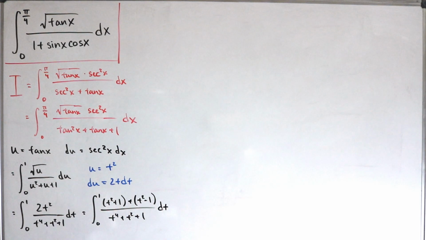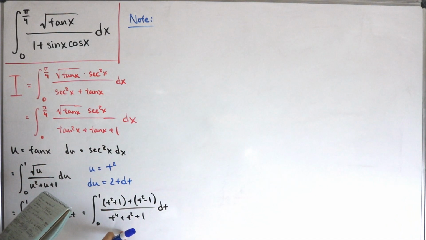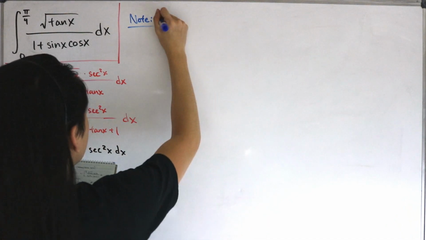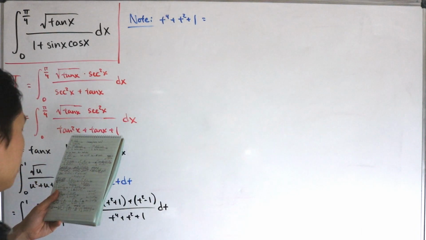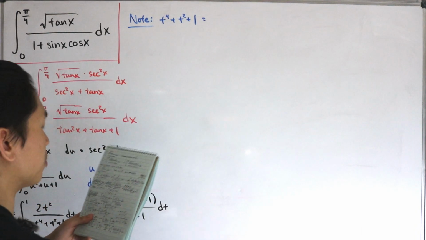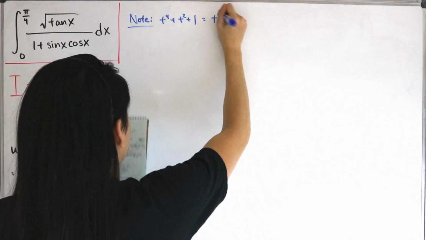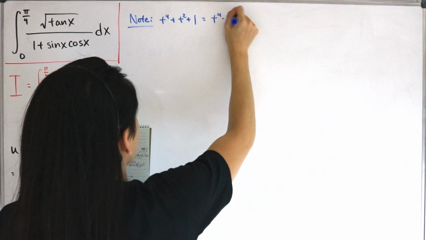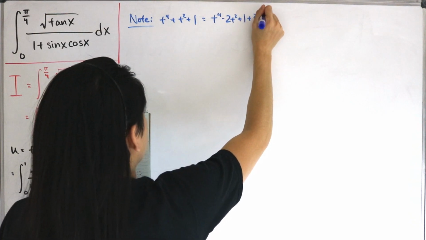Okay, so now here comes the fun part. We're going to have to actually get our hands dirty here. What we'll notice is that for the following denominator, t to the power 4 plus t squared plus 1, I'll just write this out again. We can decompose this a little bit differently, not in terms of factoring, but by breaking it into common like terms. In other words, this can be written as t to the power 4 minus 2t squared plus 1, and then add 3t squared.